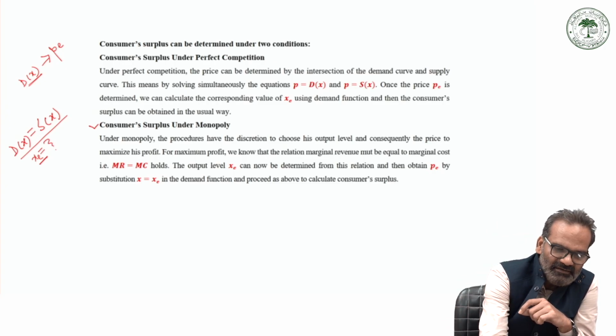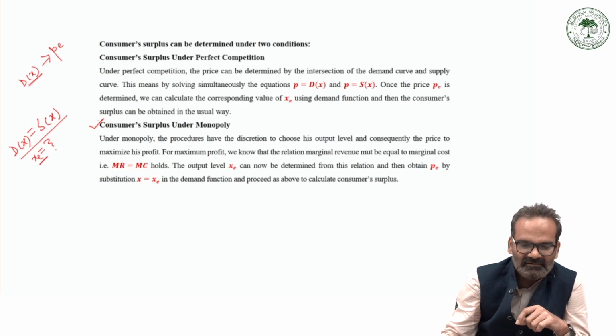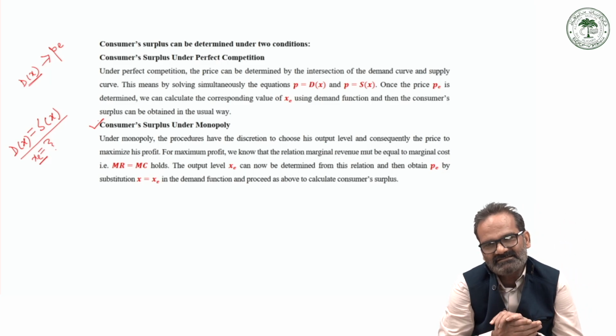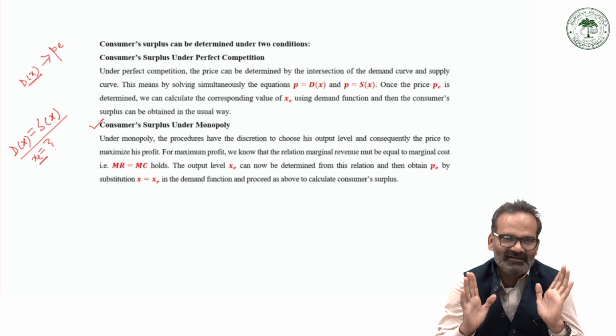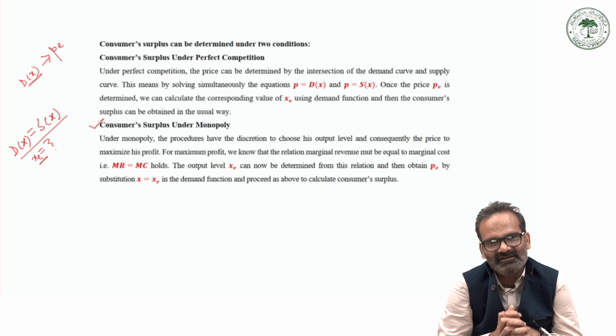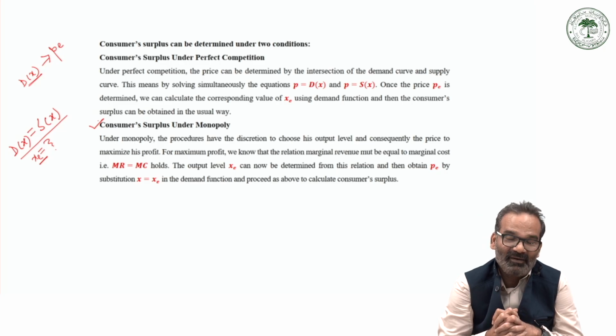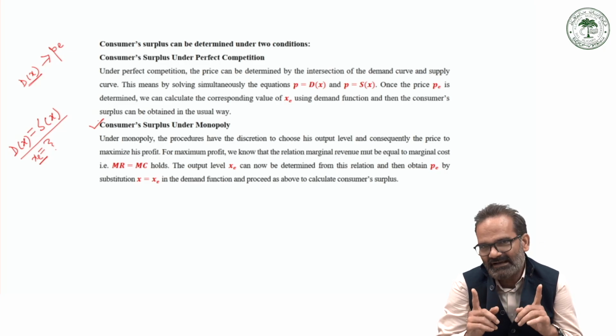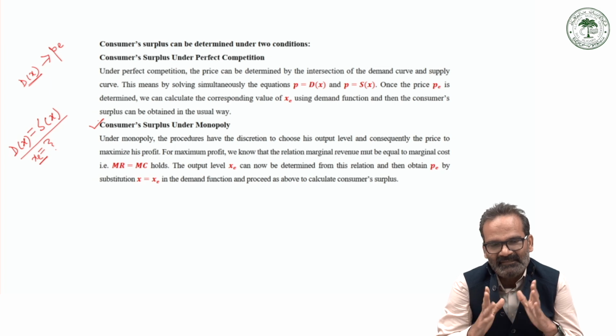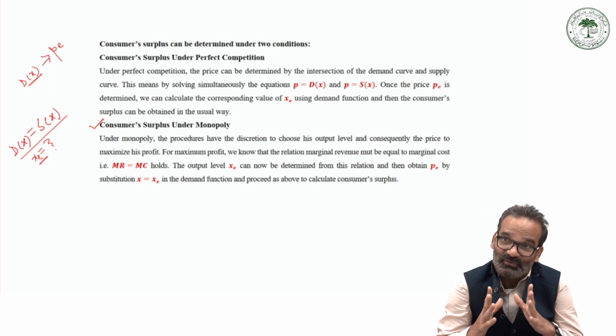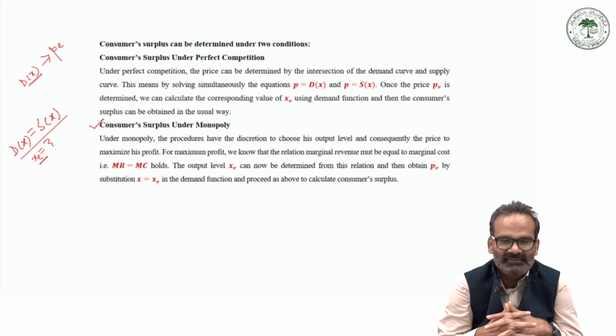Case 2, you can also determine the consumer surplus under monopoly. Monopoly means there is only a single product available in the market. Naturally, when there is only a single product available in the market, the price of the commodity is not decided by the market, rather it is decided by the producer. And once the prices are decided by the producer, naturally he or she will choose a condition in which his profit is maximum.